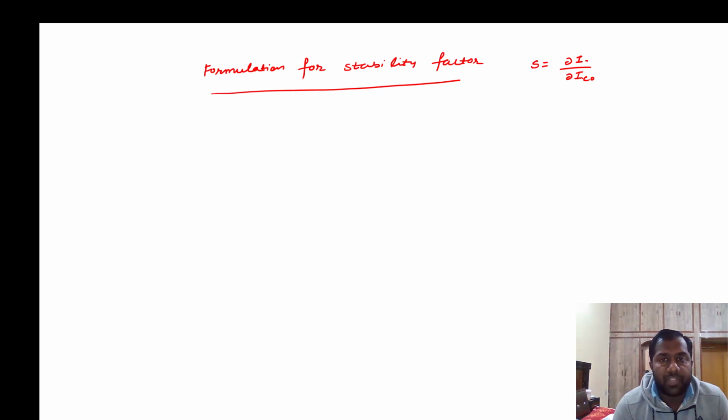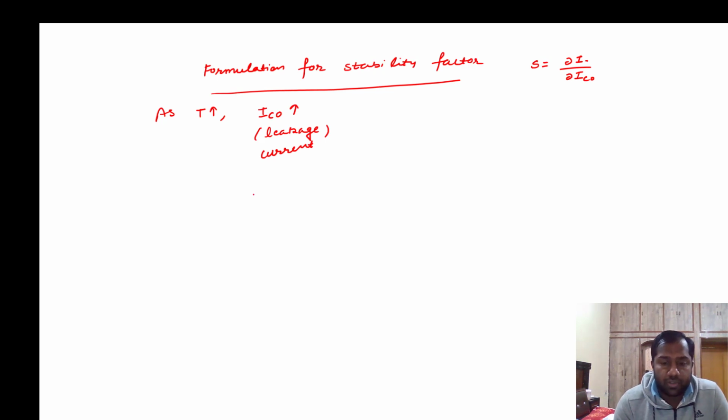So now in this case, we will check whether the stability exists or not. Clear? As the temperature increases, as we have seen in the previous article, which factor increases? ICO increases. ICO is what? These are the leakage currents.